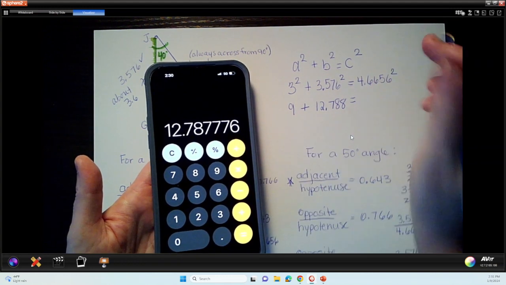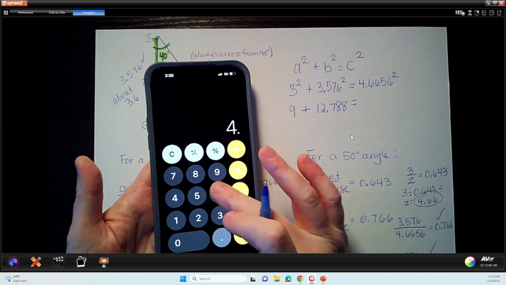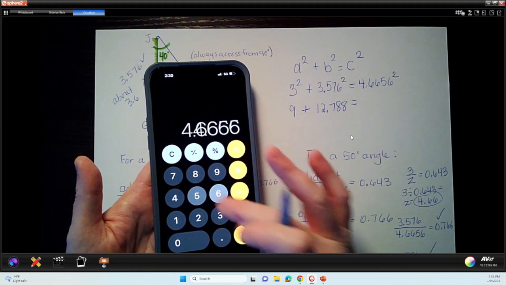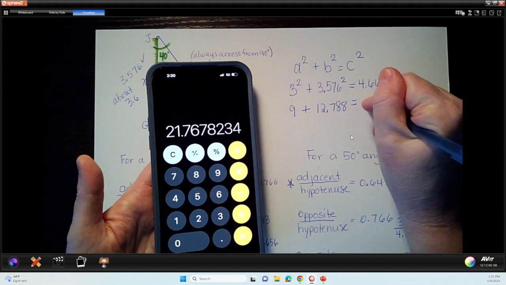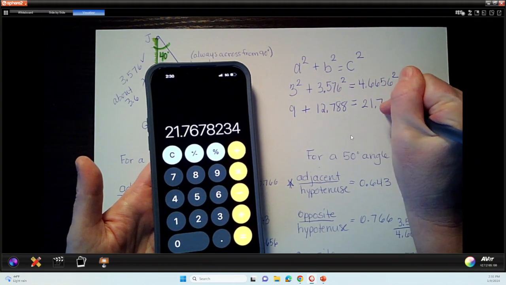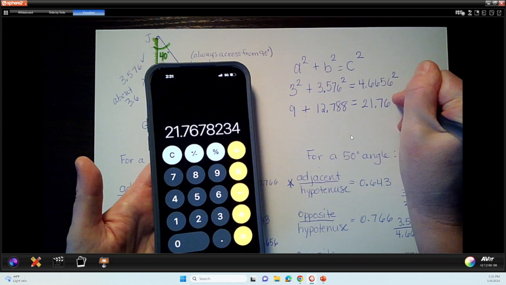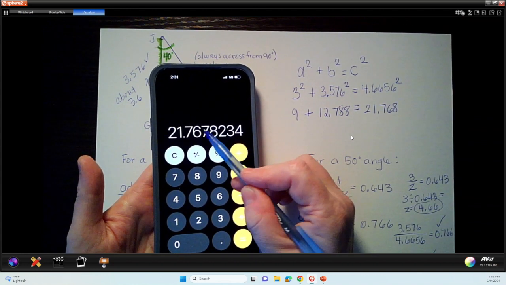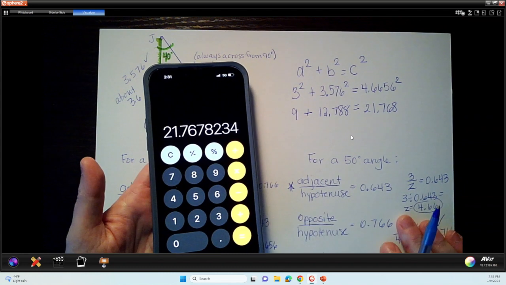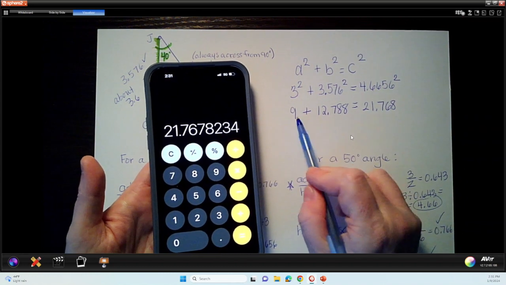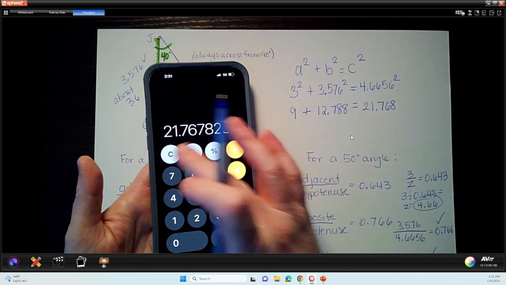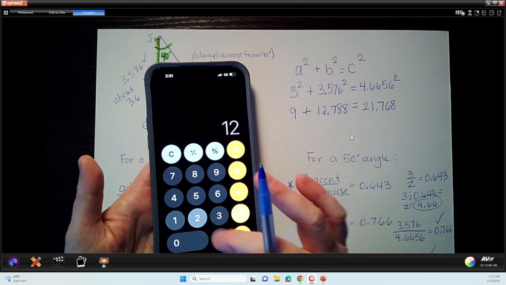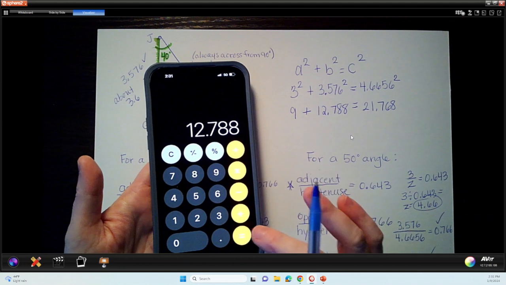All right, and that is going to equal 4.6656 times 4.6656. And again, I'm just going to take it to 3 decimal places. 768. So that, see the 8, that helps with my 7, rounding it up to the next thousandth. Okay, moment of truth. If I add these two together, I should get this answer, or at least close to it. 9 plus 12 and 788 thousandths.